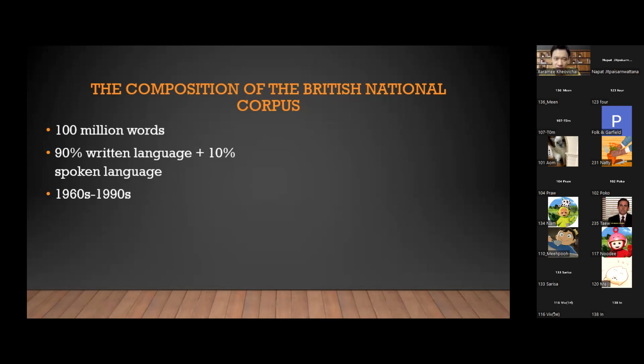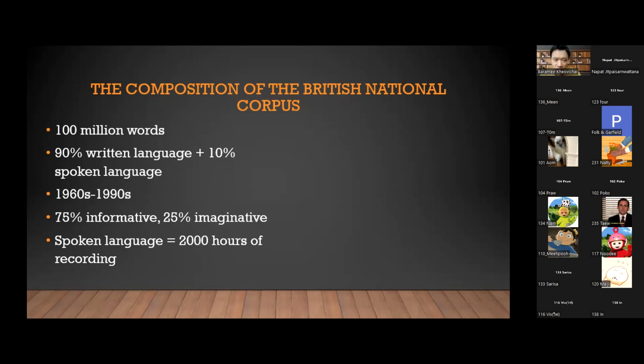The data is from 1960 to 1990, so it's a bit old, but it's quite balanced, and it's free and it has many functions. 75% is informative and 25% is imaginative. The spoken language consists of 2,000 hours of recording. That's a lot of work to collect 2,000 hours of recording and transcribe it. It's a very time consuming, very difficult task.